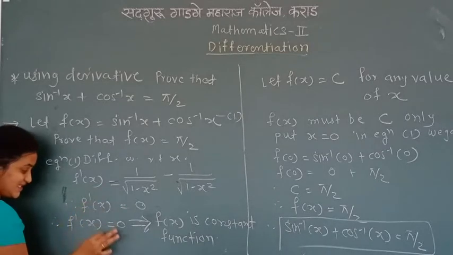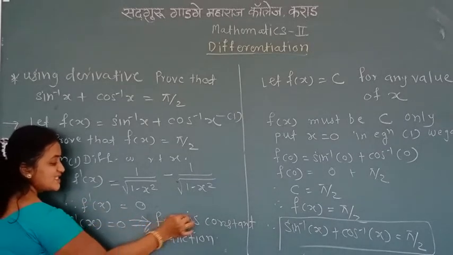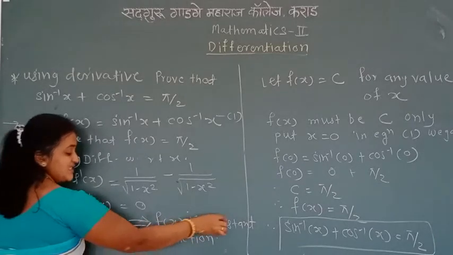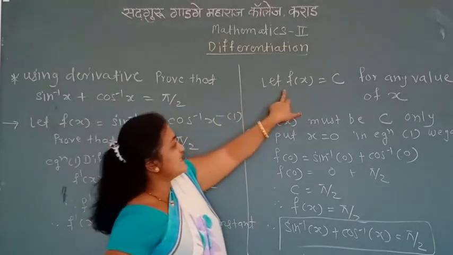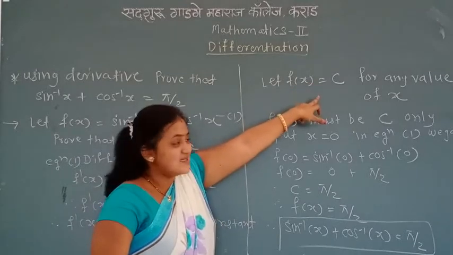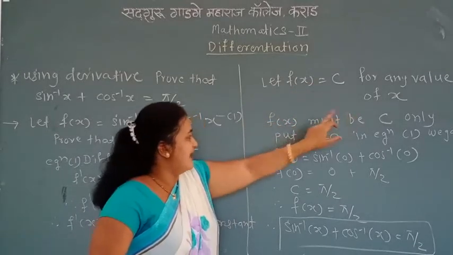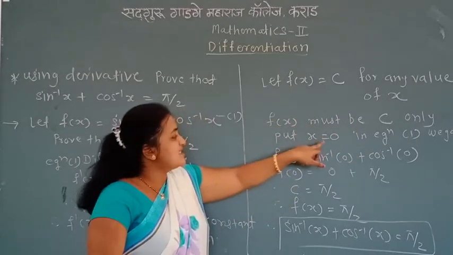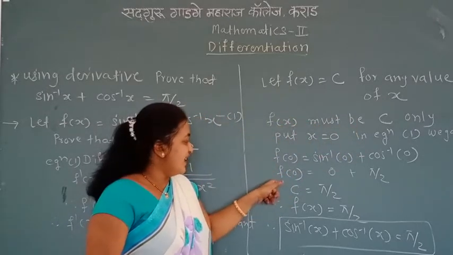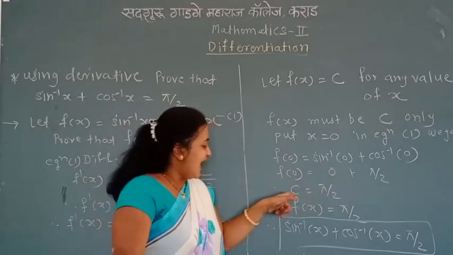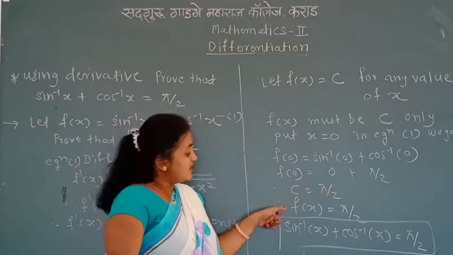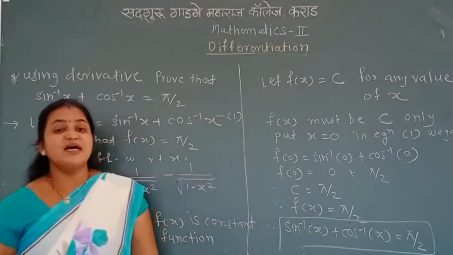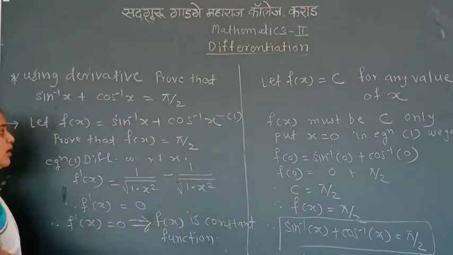Whenever its derivative is 0, that means function is constant function. So f dash of x is equal to 0, that means f of x is a constant function. So let's see, f of x we can consider here c for any value of x. So f of x must be c only. So put x is equal to 0 in equation 1. So we get f of 0 is pi by 2. That means c is equal to pi by 2. That means f of x is equal to pi by 2. Hence prove sin inverse of x plus cos inverse of x is equal to pi by 2.